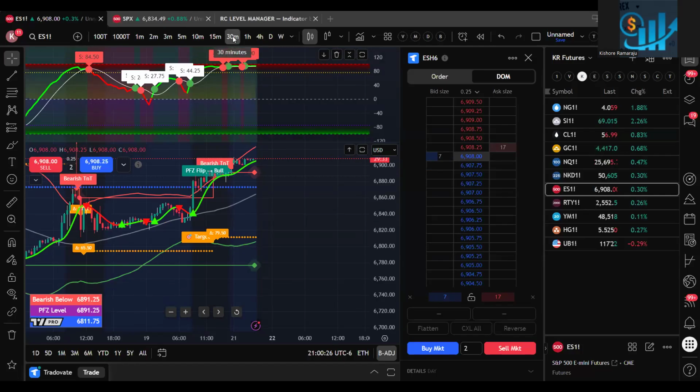We use 30 minutes time frame. Only when it goes below this, you watch out for the sell opportunities. Otherwise, you only look at the buy opportunities.